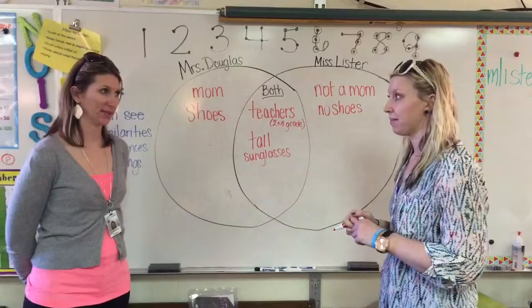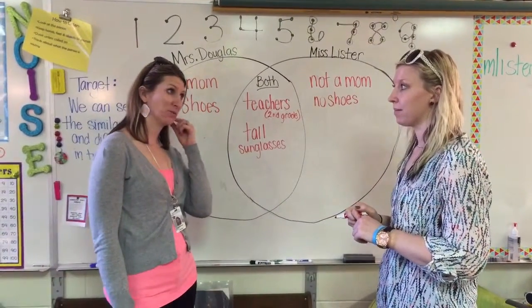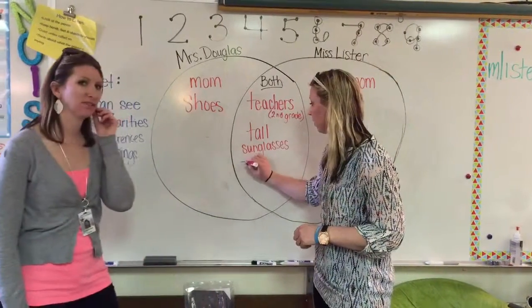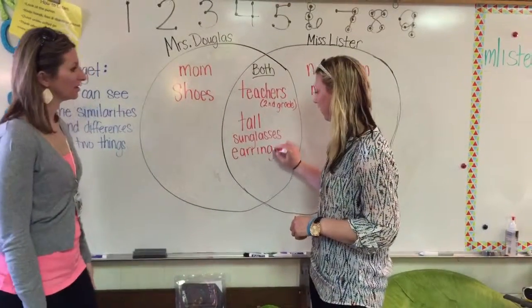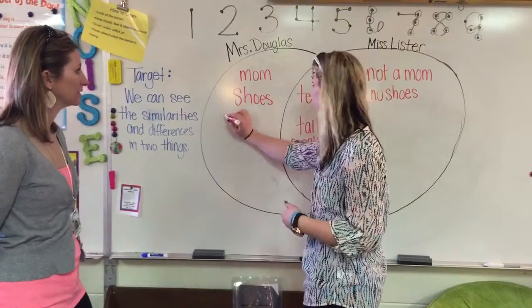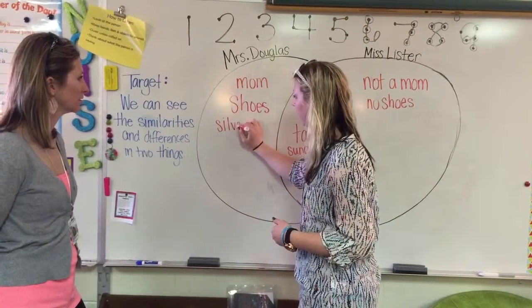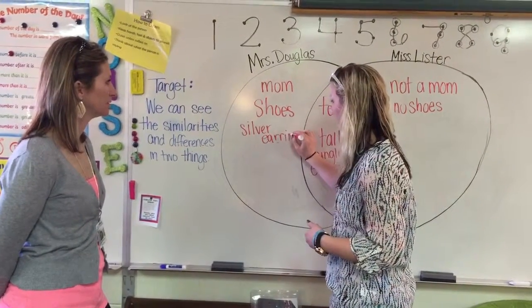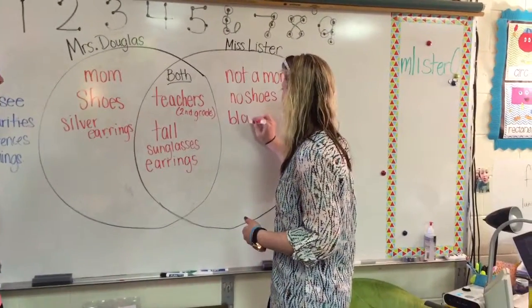I noticed something that's the same and different. We're both wearing earrings, so we could put that under both, but they're different. Mine are silver and hers are black. So we're both wearing the earrings, but they're not the same earrings like she said. So, silver earrings. And what color are mine? Black. Black earrings.